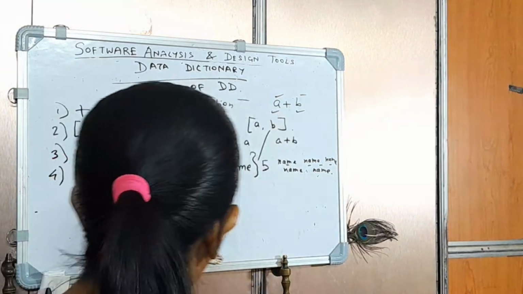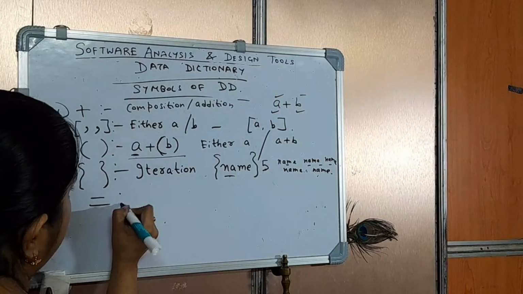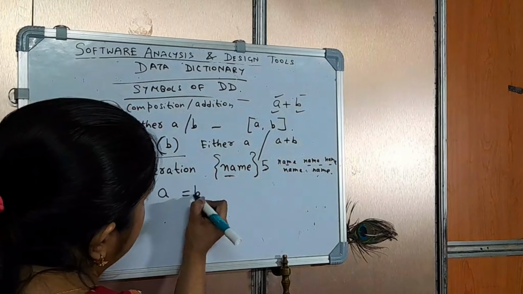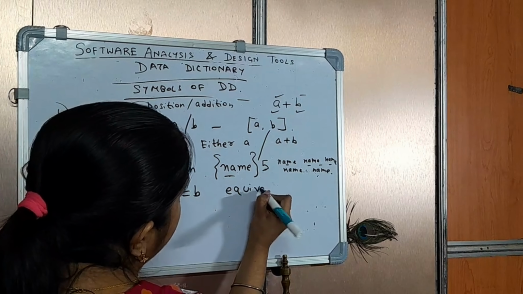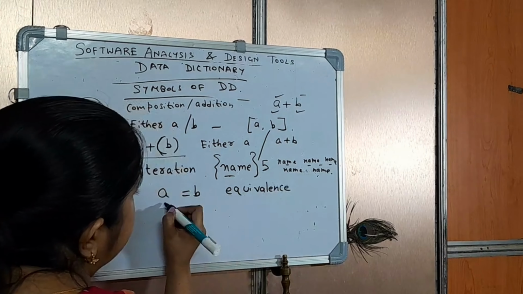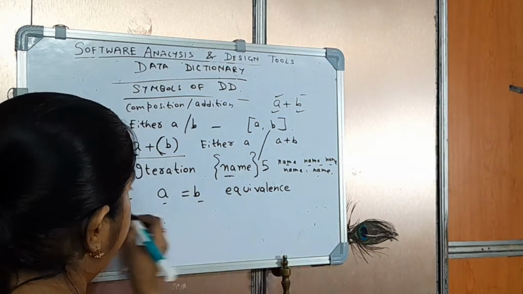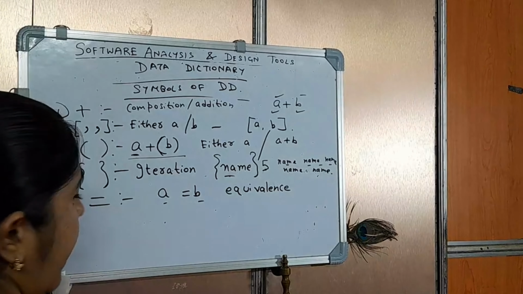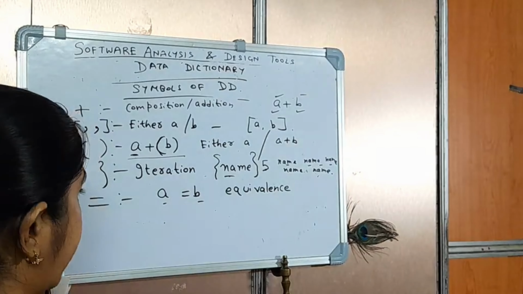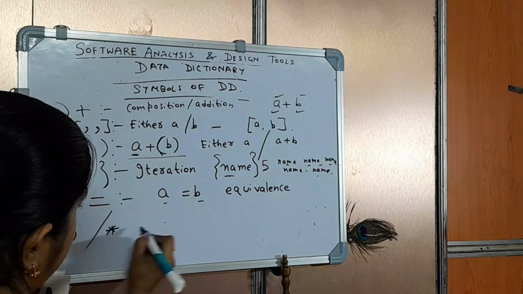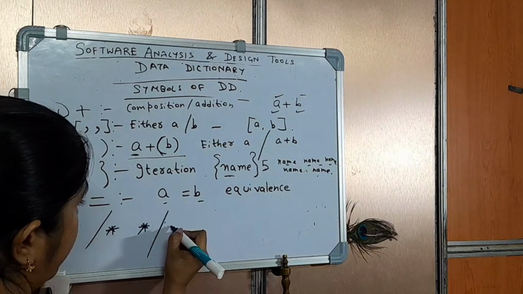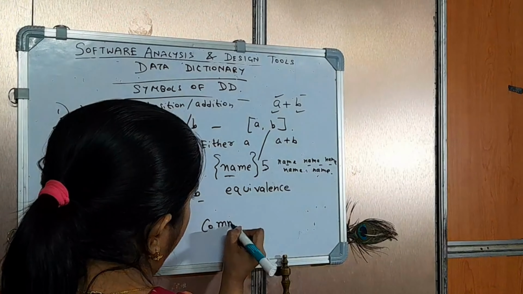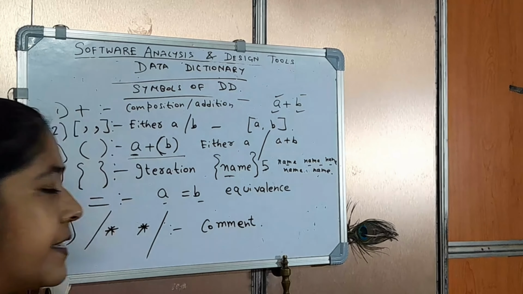The next one is equals to. Equals to is for equivalence, that is A equals B. To show the equivalence of two data, that is data of A and B, that they are equivalent, you have to show it by this sign, equals to, a very basic sign. And the sixth sign, as we have seen in many programming languages including C, is a very well-known sign. What is this sign for? Comment. This is for comment. For any comment section you can give this sign.